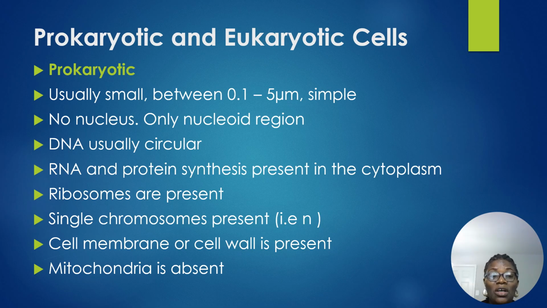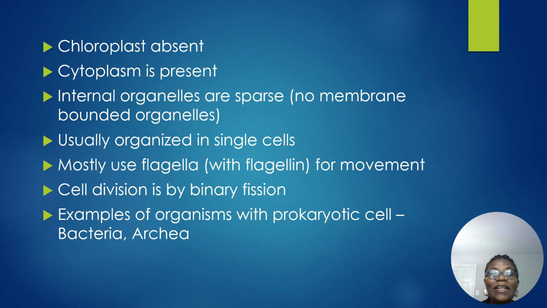Then mitochondria is not present, it is absent. Then no chloroplasts. Chloroplast is not present. Cytoplasm is present because that is where you have most other things that are present within the cell. Internal organelles are sparse. Prokaryotic cells don't have many internal organelles, especially those that are membrane bound. That is, organelles that have another membrane binding them, separating them from the cytoplasm. So prokaryotic cells don't have this one.